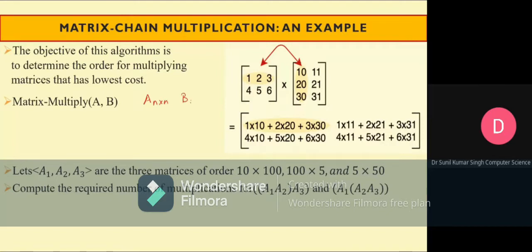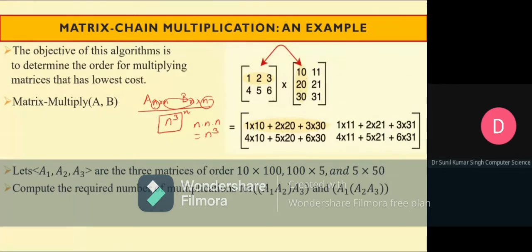n cross n, then how many multiplications are required? It will be n cube. Look here: n cube, that means this n, one of the n from here, and this n. So n into n into n, that is n cube.